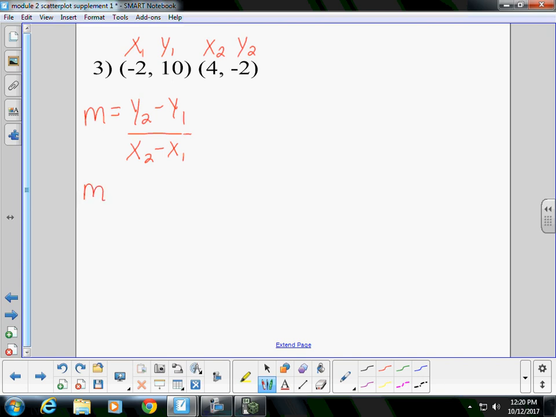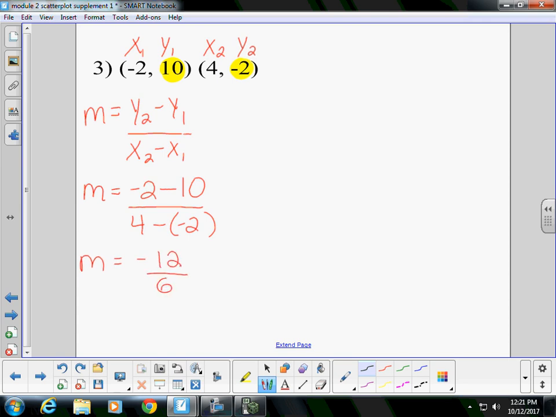Okay, so start with our y's. So these ones right here. Always start with the second one. So -2 minus 10, divided by 4 minus -2. So on the top we'll get -12, and on the bottom we'll get 6. Well, that's dividing to a nice number. -12 divided by 6 is -2.